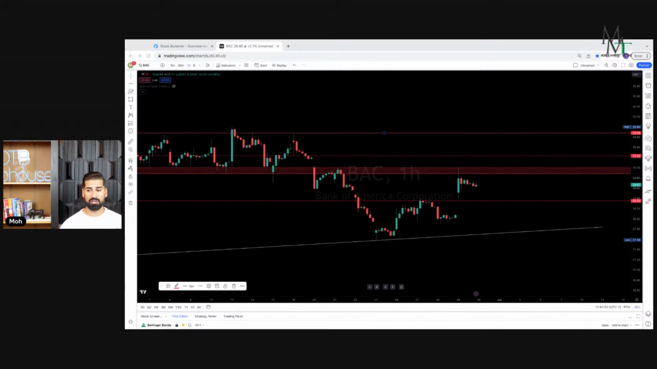This is a lagger. JPM and GS are way stronger than this, but this will move with them because it's just Bank of America. If a sector is moving, this is a lagger. I like this because premium is cheap, and because it's lagging, I know it's going to catch up. So for that reason, Bank of America is going to be on my list.